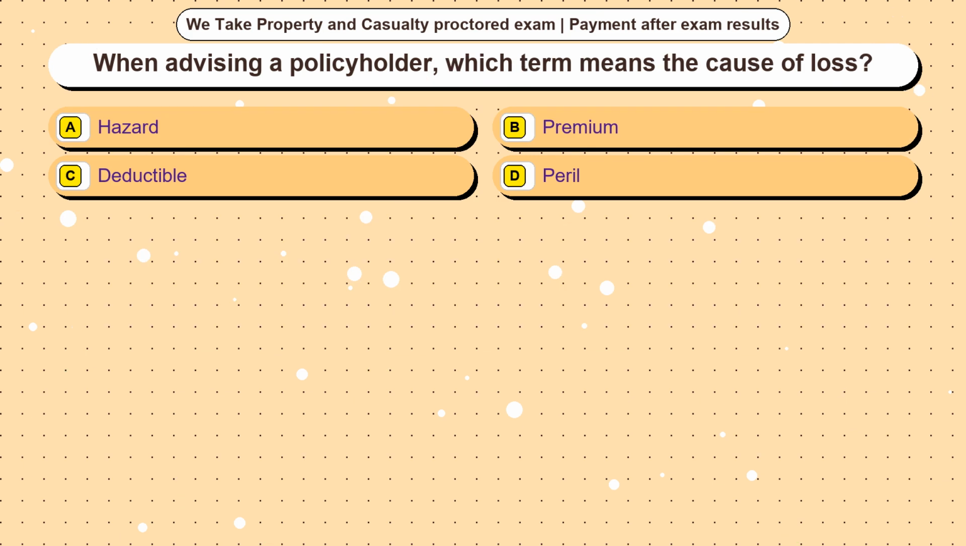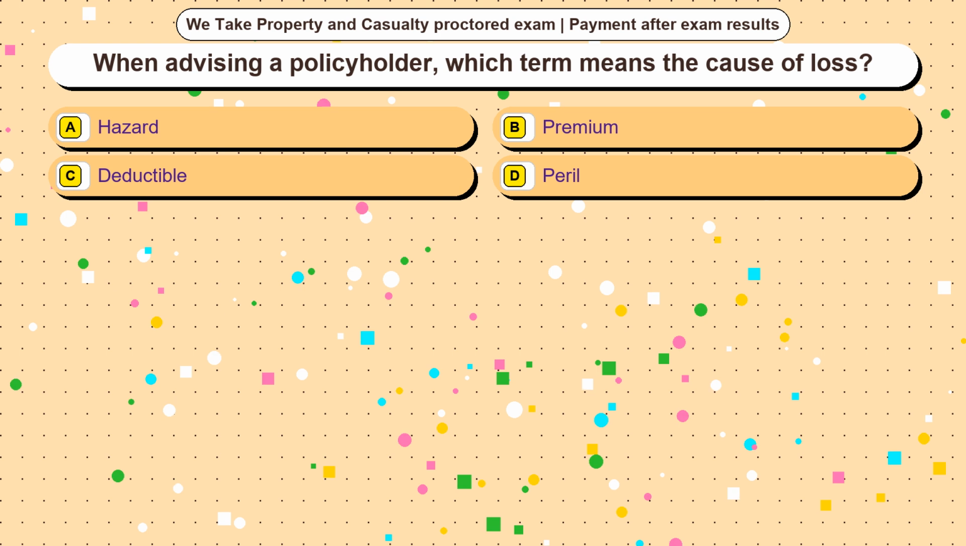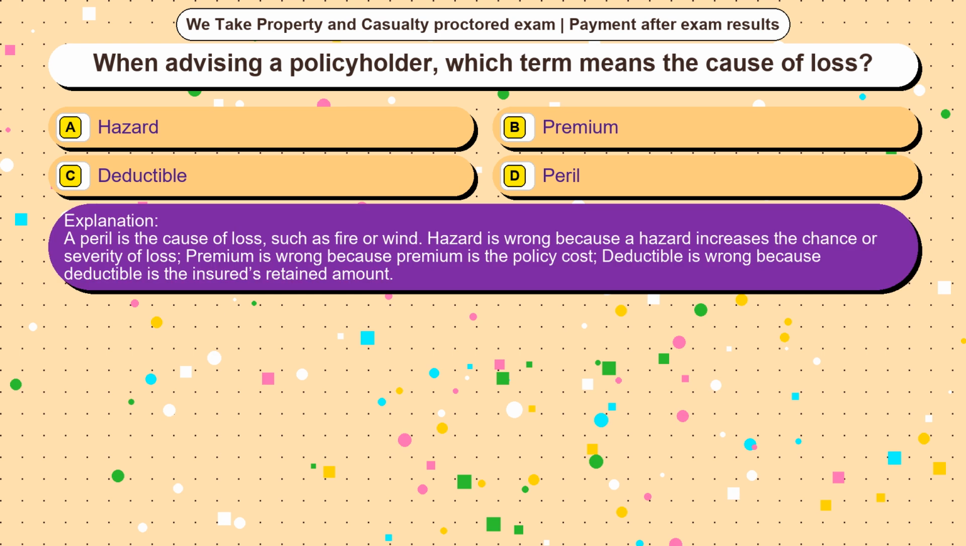Question 11. When advising a policyholder, which term means the cause of loss? Option A, hazard. Option B, premium. Option C, deductible. Option D, peril. The correct answer is option D. A peril is the cause of loss, such as fire or wind.